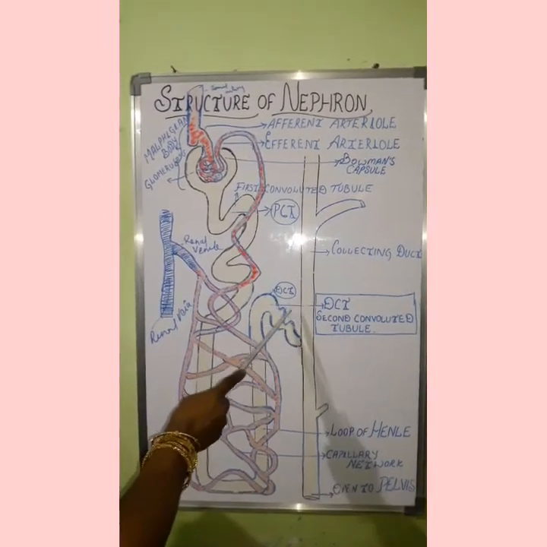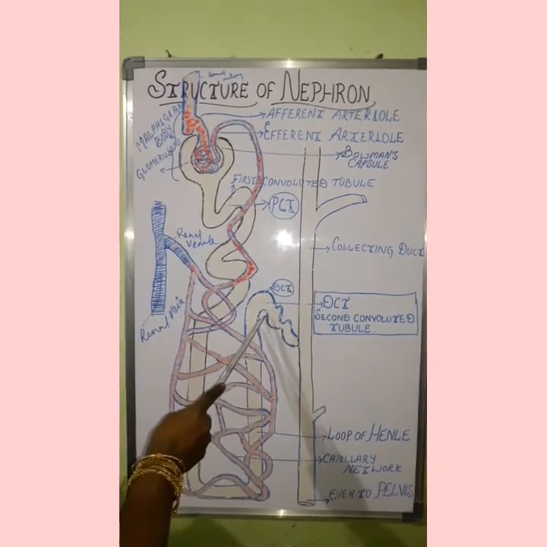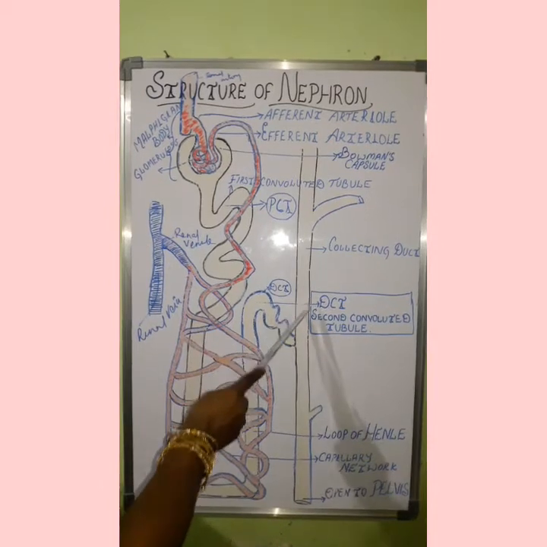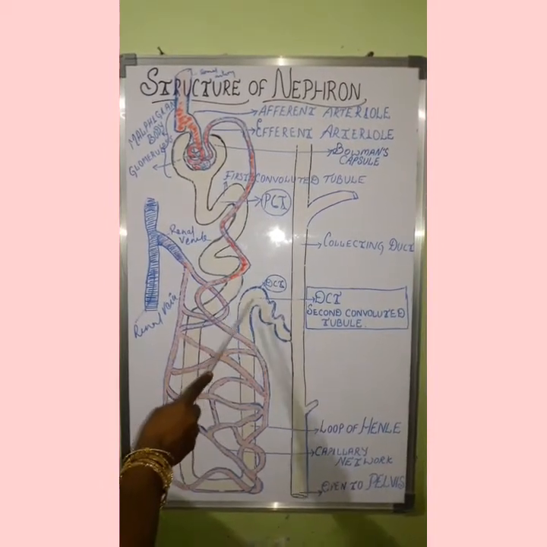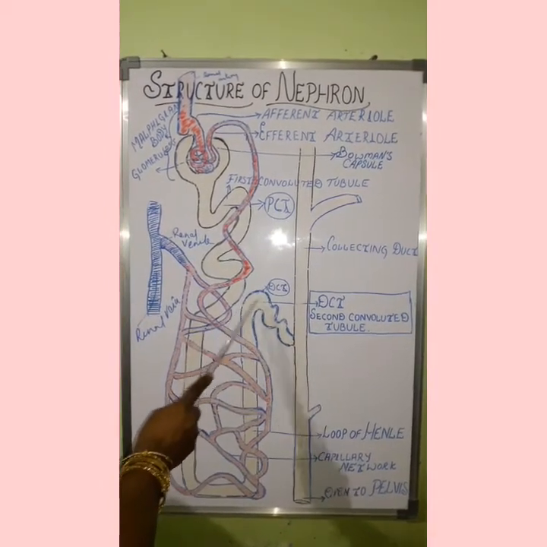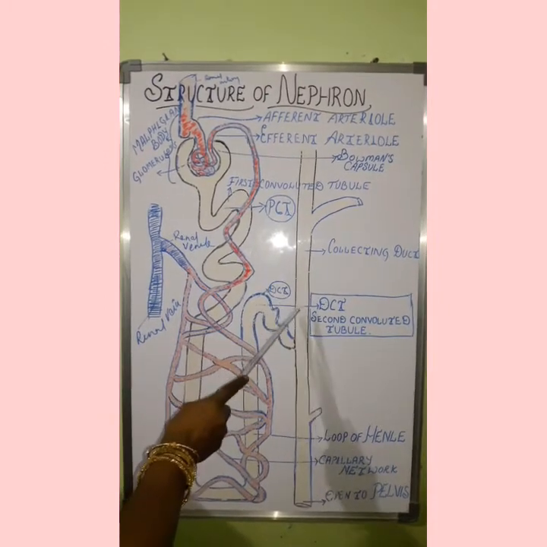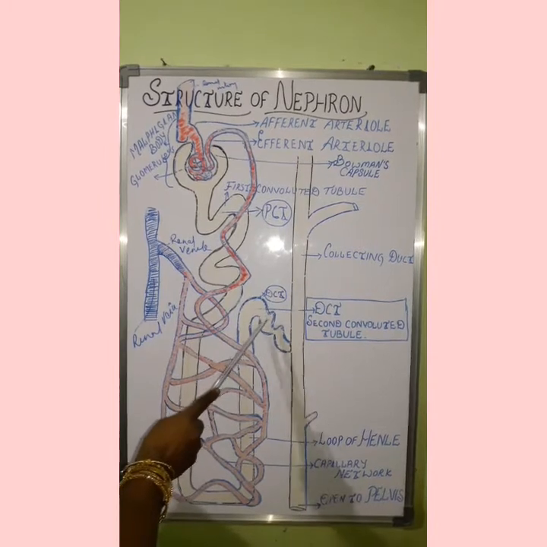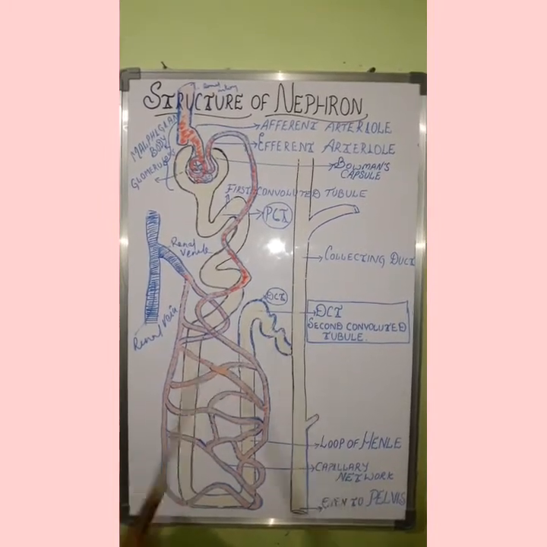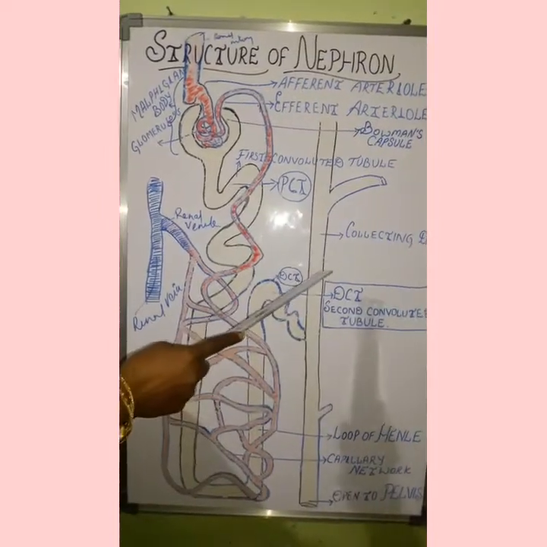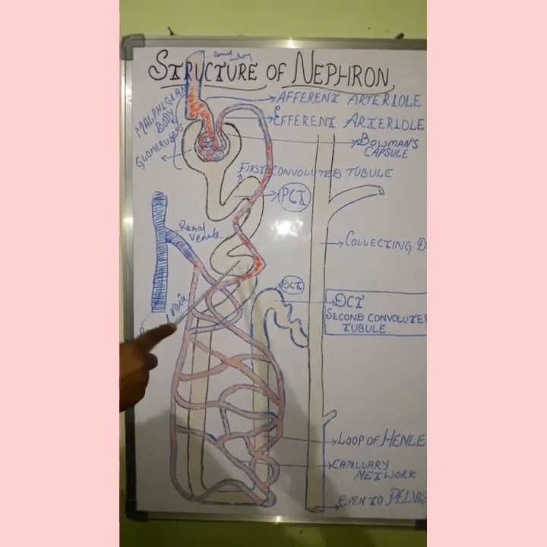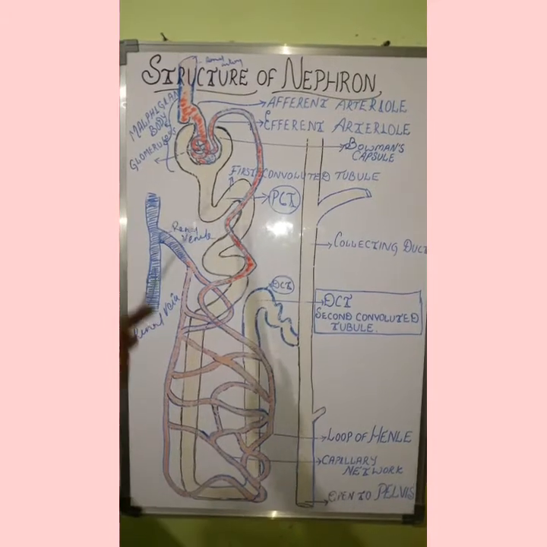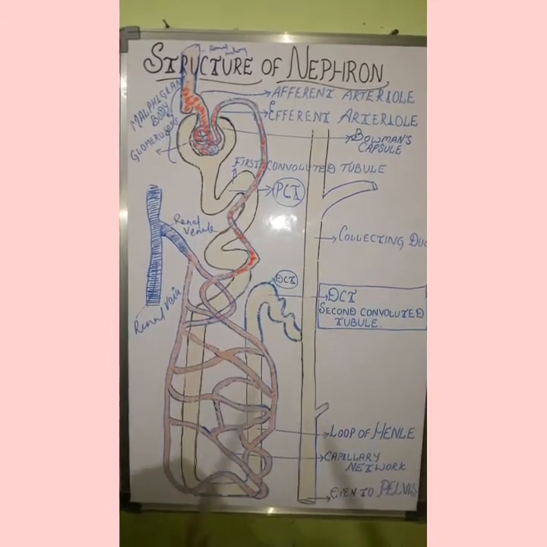It is the active secretion of waste products by blood capillaries into the urinary tubule. Hence, it removes urea, uric acid and creatinine. Now, after the tubular secretion, the fourth stage is the formation of hypertonic urine.